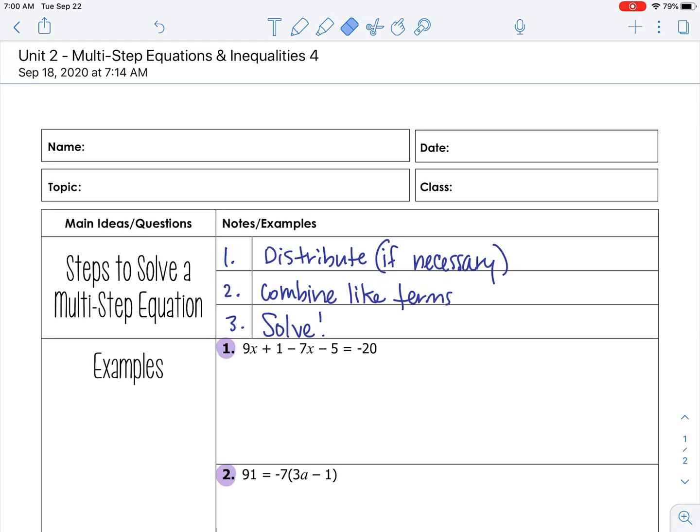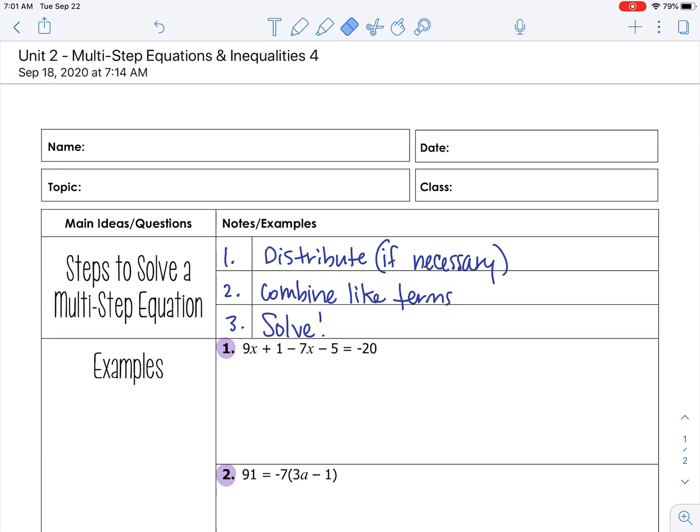Today we're going to be talking about how to solve a multi-step equation. And so if you like to follow steps as you work math problems, there are 3 steps we're going to follow today. The first step is to distribute if necessary. So first you want to look for anything that you need to distribute in the equation. And sometimes there will not be anything that you need to distribute, so that's why it says if necessary. Sometimes you'll be able to skip this step.